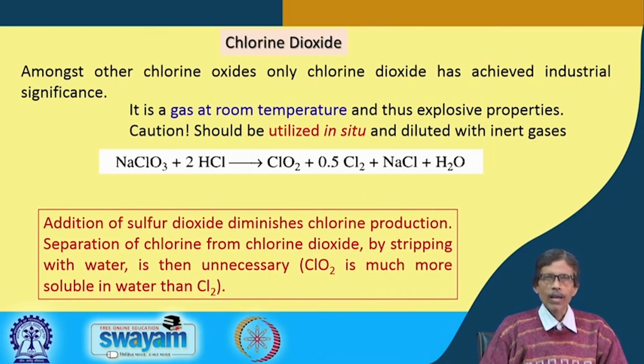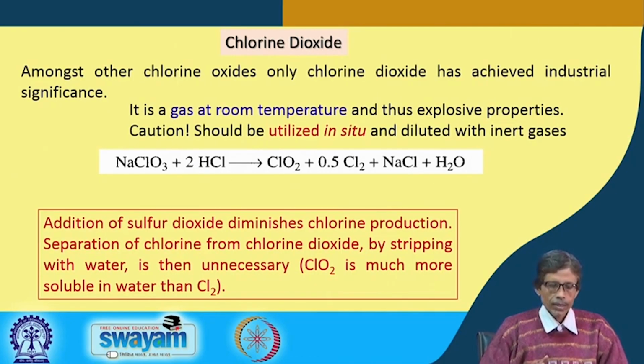Then if you add some amount of sulfur dioxide, which is the reducing agent, along with your HCl, it takes care of the excess chlorine production. When chlorine is present, we have to separate chlorine from chlorine dioxide, otherwise we cannot get pure chlorine dioxide. Chlorine can be stripped off through an adsorption tower or a stripping tower of water. That can be avoided if we use sulfur dioxide.